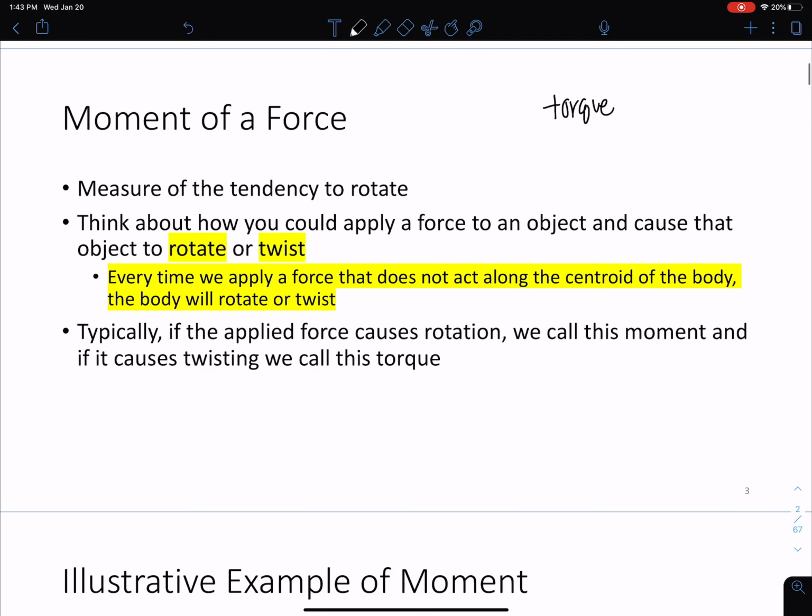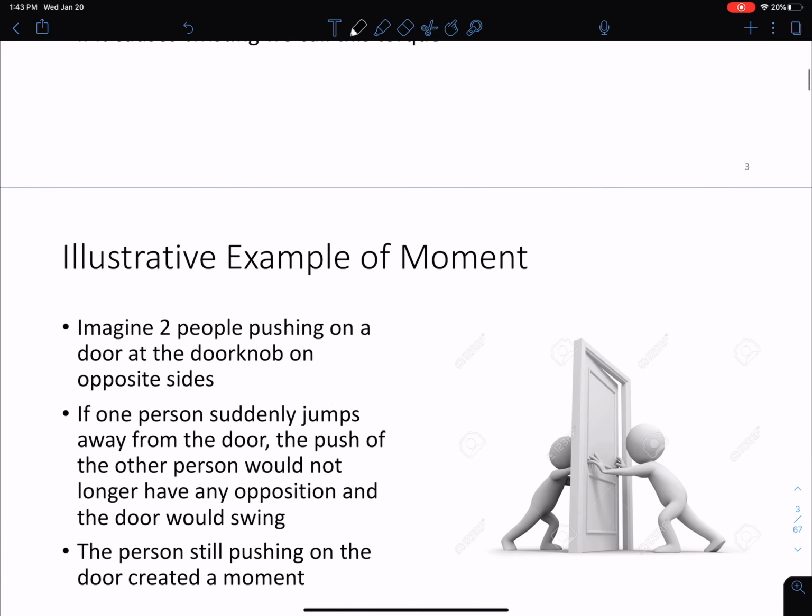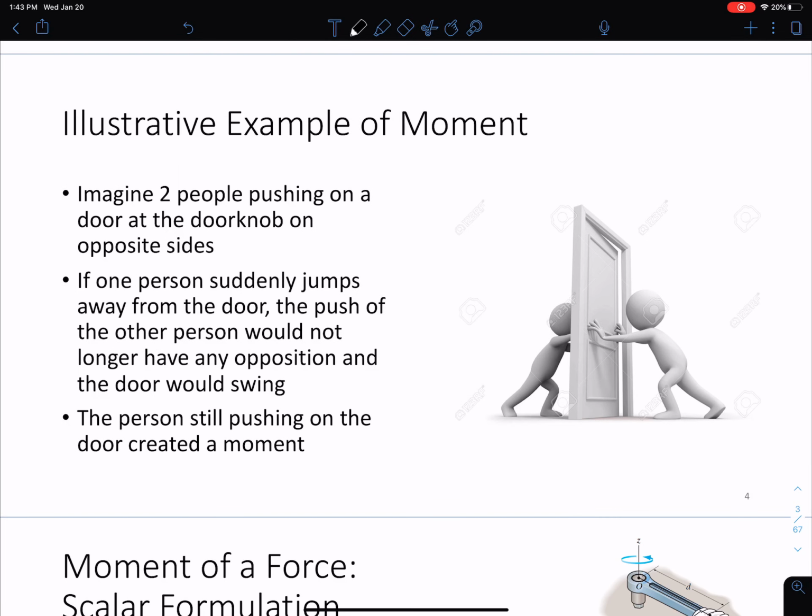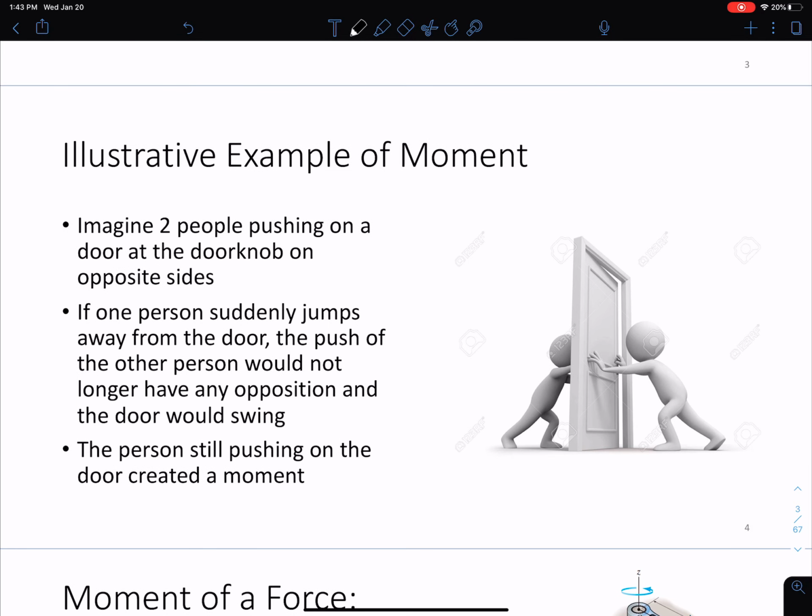So I have this note here for you. Basically what I'm trying to say in summary is typically when a force causes rotation, we refer to that as a moment. And when the moment causes a twisting, we refer to that as torque, okay? So I have this illustrative example here to show you what a moment is, because I know this is a new concept, but you're going to be hearing this term a lot in the next few years as an engineering student and even in practice. So it's good that we familiarize ourselves with what exactly this means.